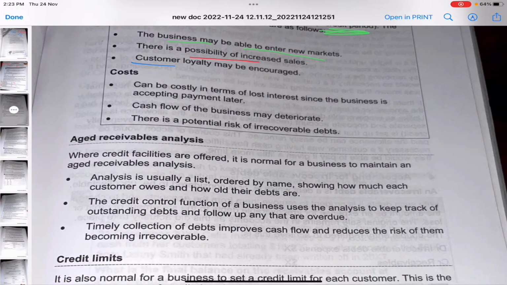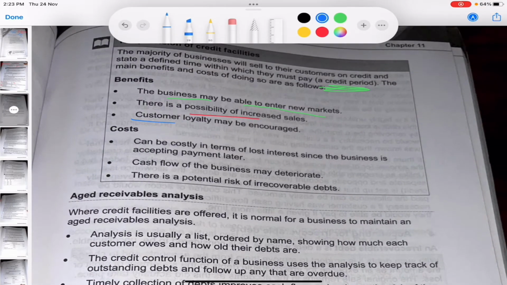Okay, so this can be costly. Credit sales might be costly to us, right? And there is a lost interest. What do you mean by lost interest? If I made a credit sale to someone for, let's say, 1 lakh, and they will be giving the money after a year, if I would have kept the 1 lakh in the bank, then I would have received interest on the same. So there is a loss of interest.